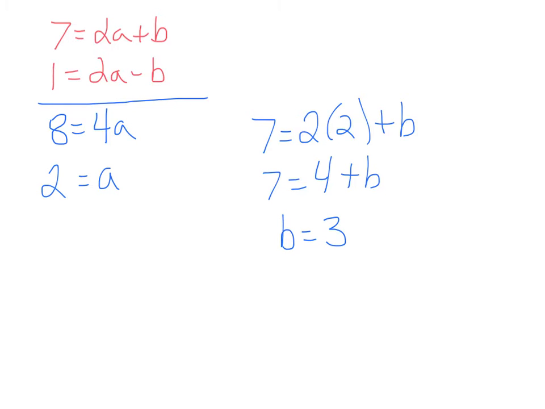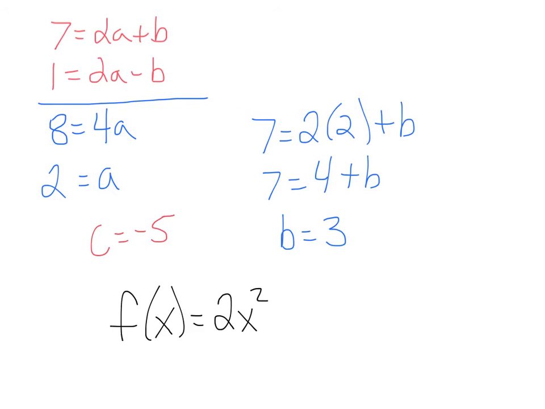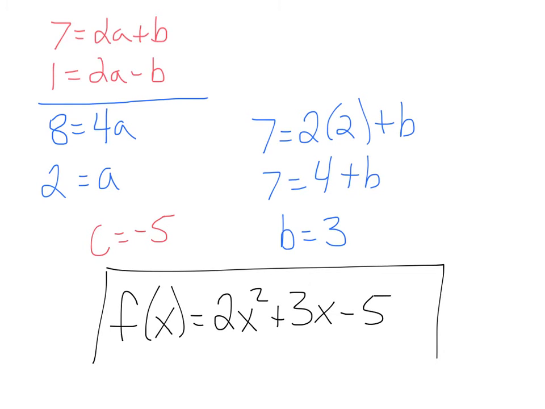Okay, so if you remember what our c was, which was negative 5, we have the information now. We have our a, our b, and our c, and we're just going to plug that into our generic formula. So f of x equals 2x squared plus 3x minus 5. And this is the quadratic function that would produce the parabola we saw on the previous slide.